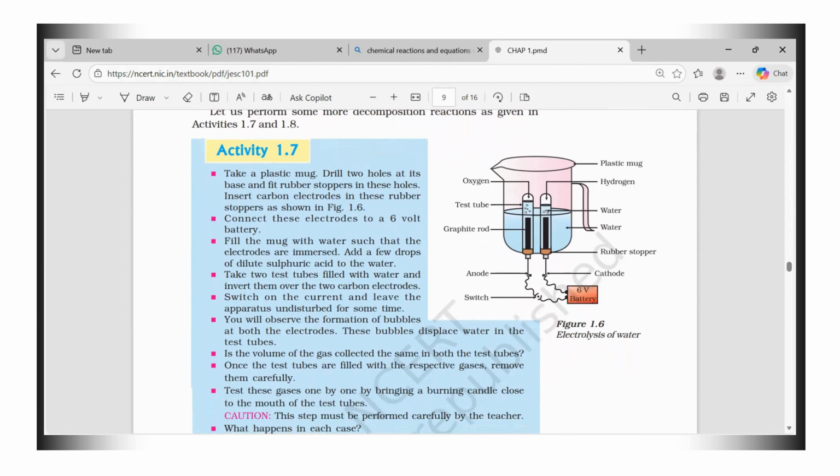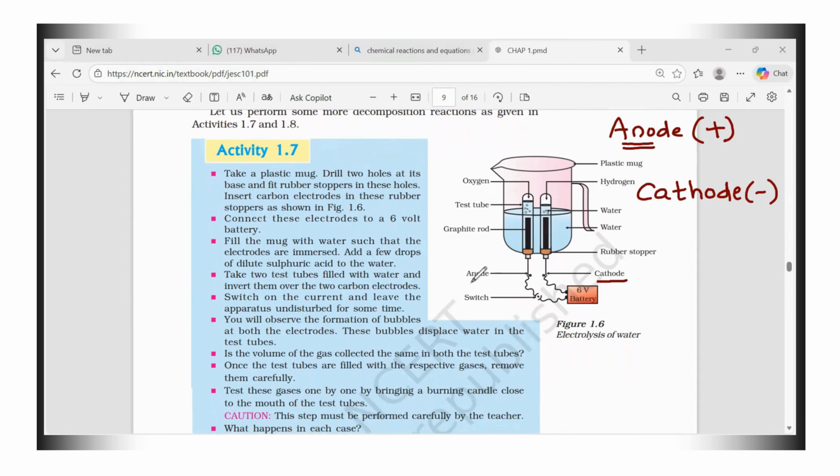Now comes the second decomposition, which is with respect to current. Always remember, children, anode and cathode. These are the 2 electrodes. Anode means Ana. Ana is elephant. This is a positive omen, okay? And cathode, cat running is a negative omen, okay? So one will be cathode, one will be anode. So cathode is negative and anode is positive.